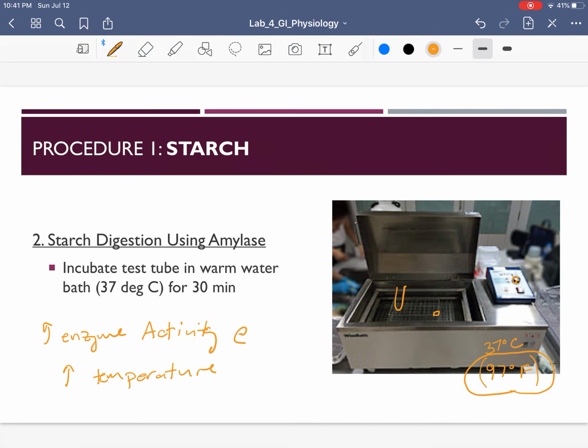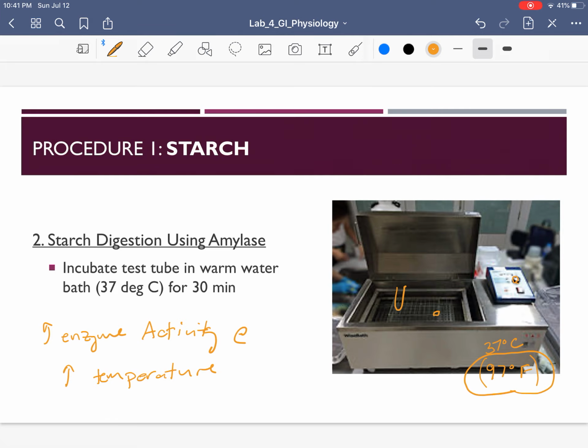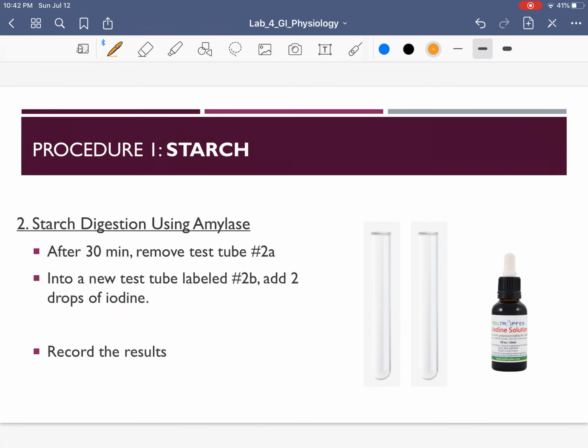Now, obviously, if our internal body temperature gets to be too hot, enzymes don't like when it's too hot. Okay, but at a moderately higher temperature, enzymes will work better. Okay, great. So, overarching principle. We started with starch, we added the amylase, put it in an incubating warm water bath, and we wait 30 minutes. Through the magic of technology, we're going to take that test tube 2A out of the warm water bath.